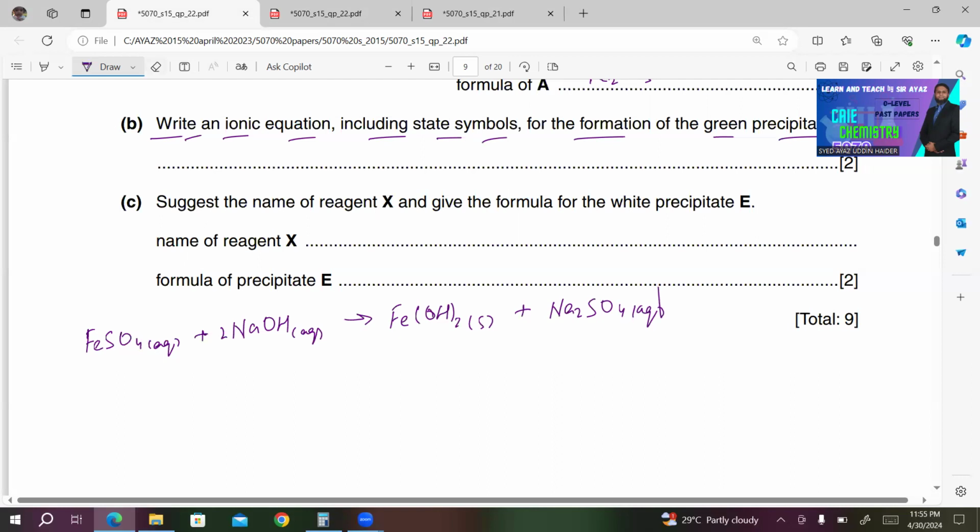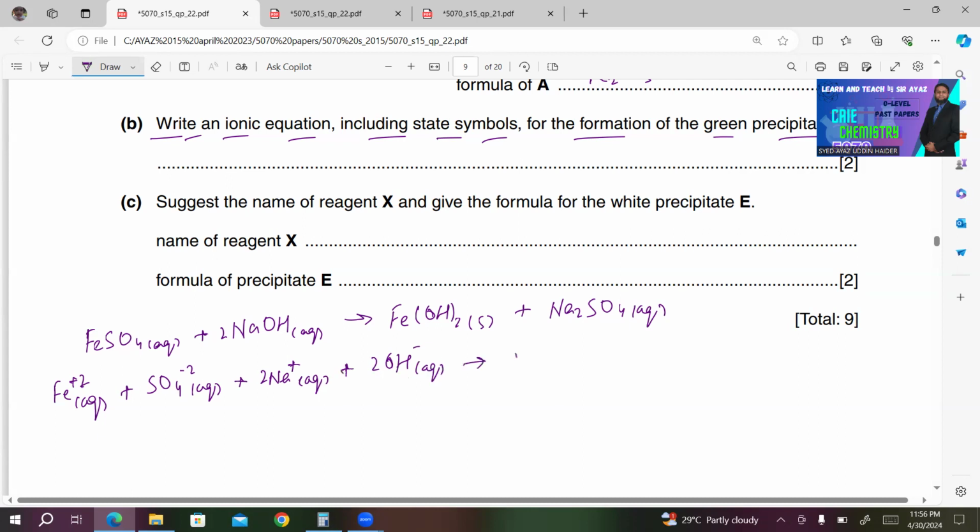Split up or open up the compounds with aqueous. You can't open or split up the other compounds with the state symbols S, L, or G. So FeSO4 can be written like this: Fe2+ aqueous plus SO4 2- aqueous plus 2Na+ aqueous plus 2OH- aqueous. What about the product side?